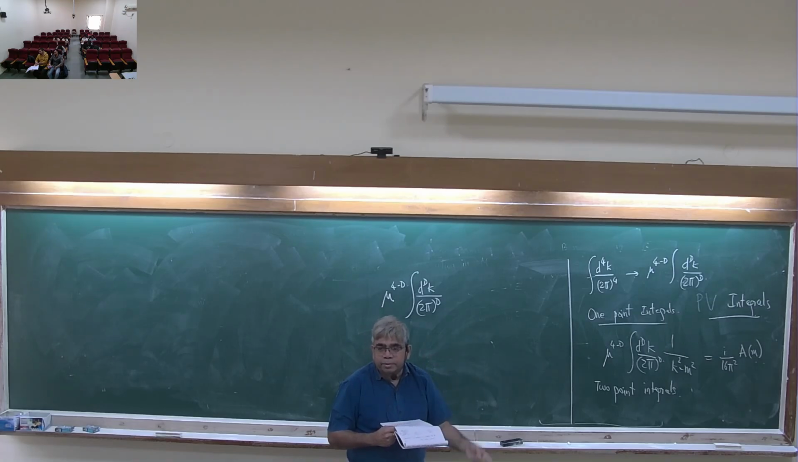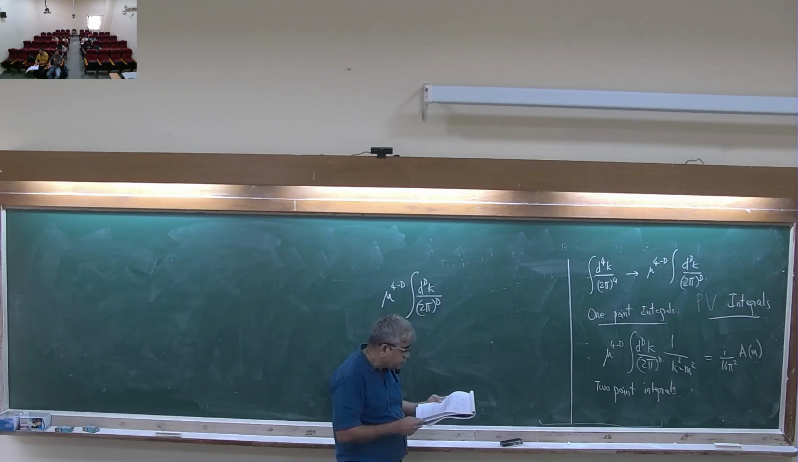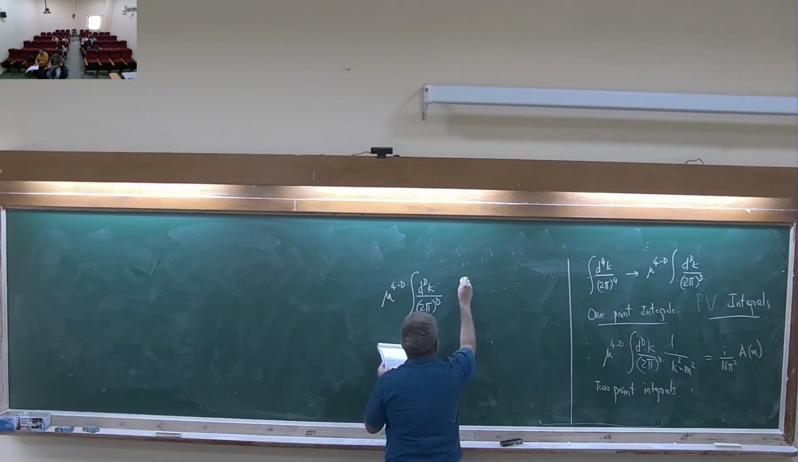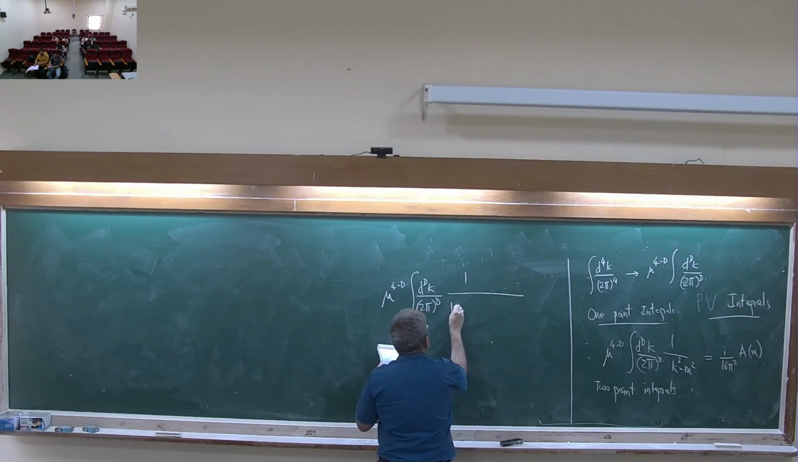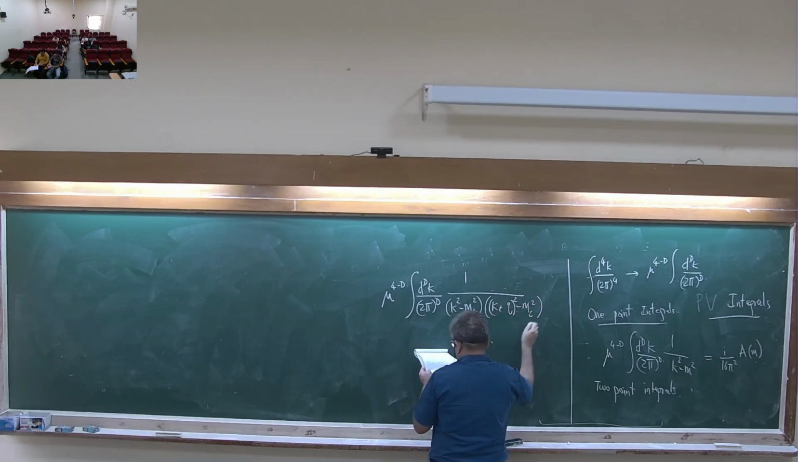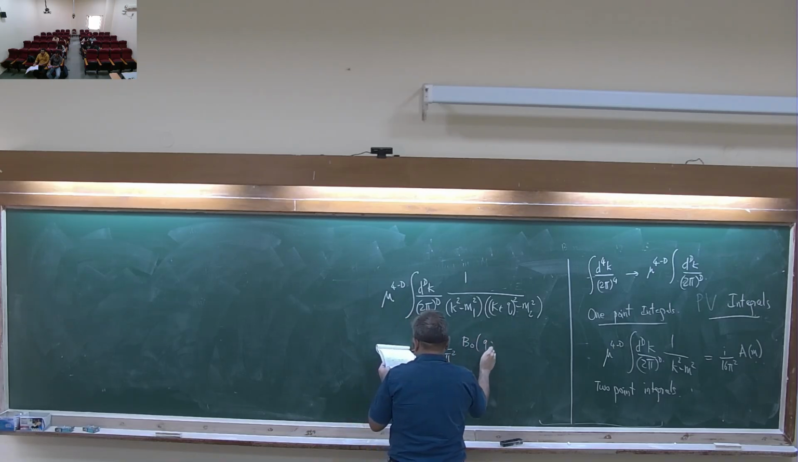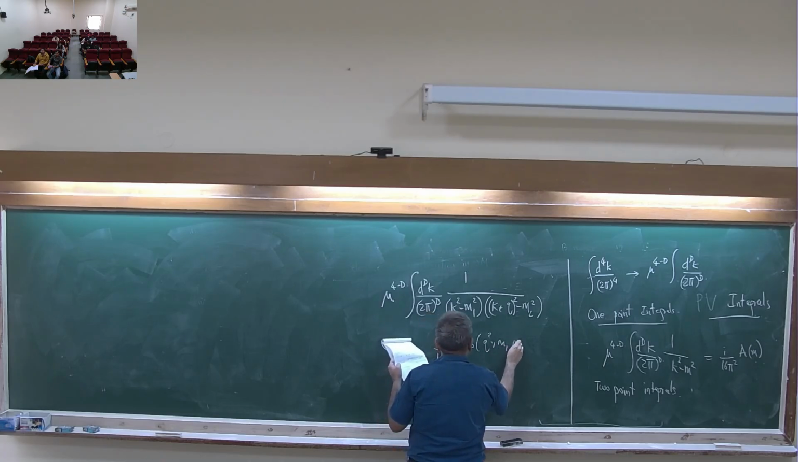When the external momentum is non-zero, the corresponding functions are dilogarithms, sometimes called Spence functions, which you can find in a paper essentially. So the integral of 1 over k squared minus m1 squared, times k plus q whole squared minus m2 squared, is defined by i pi squared times the function B0 of k squared, m1, m2.